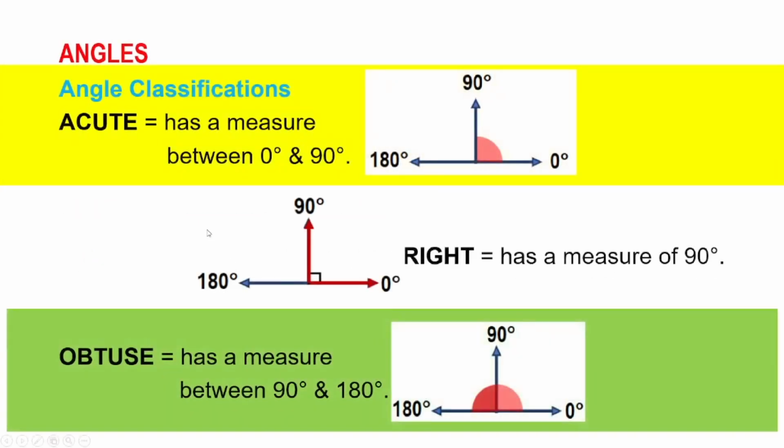So the angles can also be classified according to their measures. If the angle falls between 0 and 90 degrees, if you look at your protractor, it's on this region. So these are the acute angles. And the second one is what we call right. It has a measure of exactly 90 degrees. So for any angle, if you measure and you get 90 degrees, we refer to them as right angles.